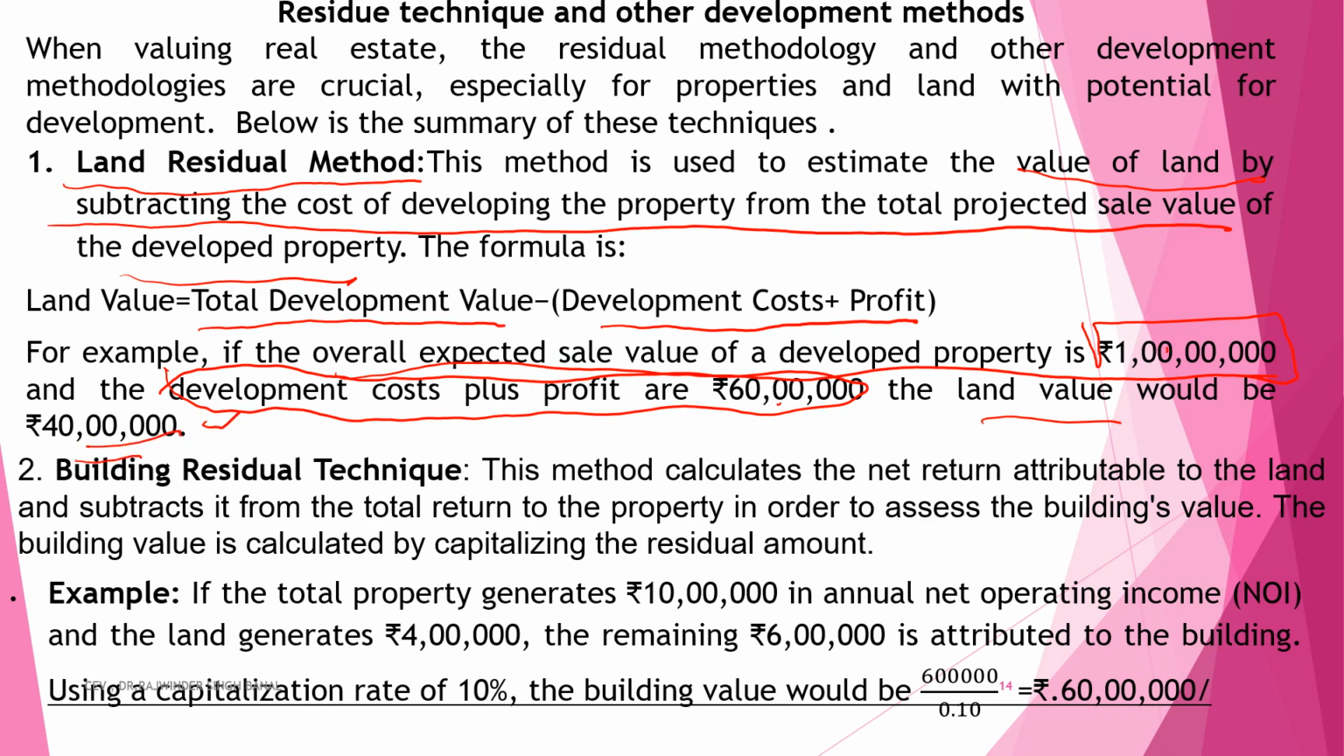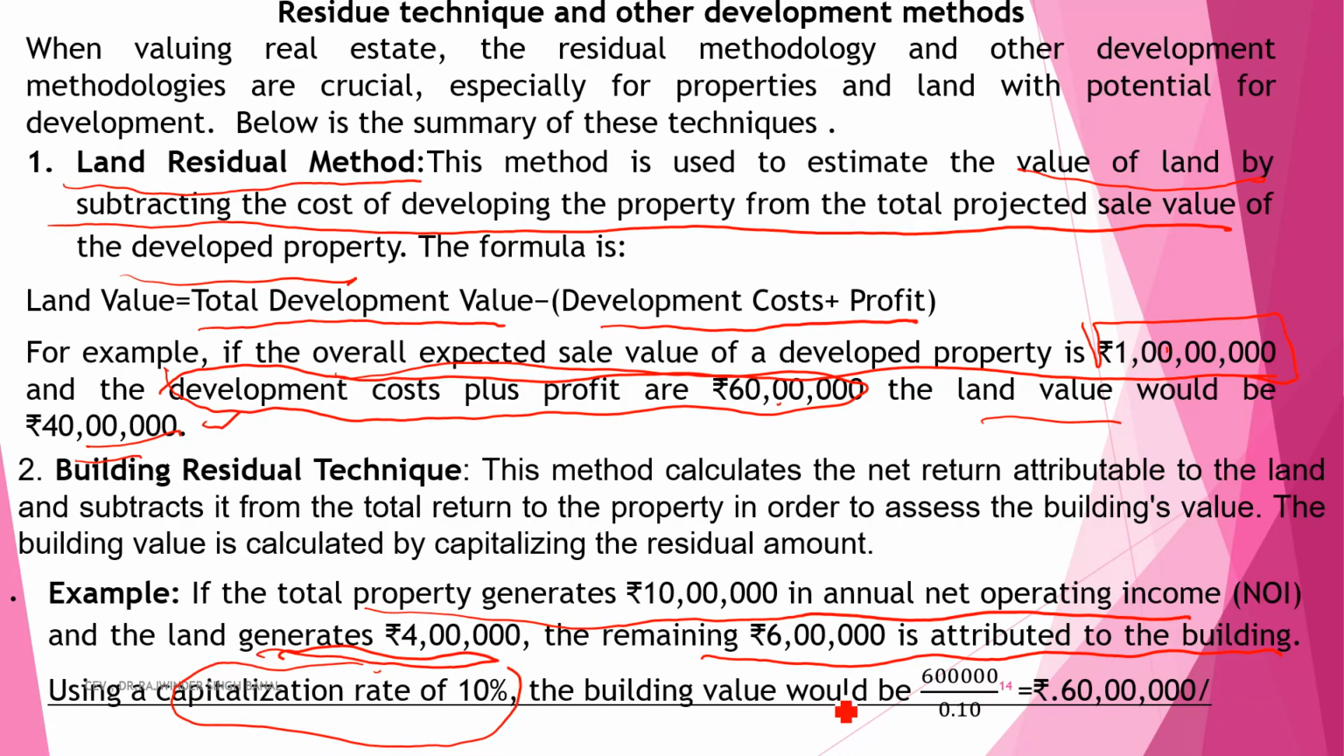Then the second method is the building residual technique. In this case, let us suppose a property generates 10 lakh annual net operating income and the land generates 4 lakh. Then the remaining 6 lakh is attributed to the building. If the capitalization rate is 10%, the building value will be 6 lakh divided by 0.10, so 60 lakh will be the value of the building.